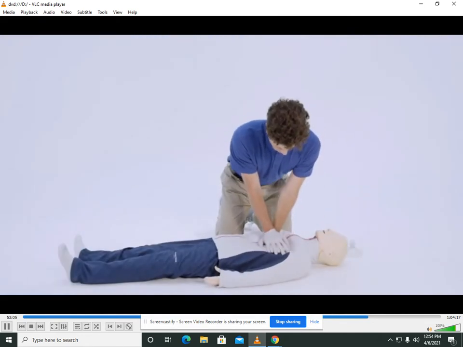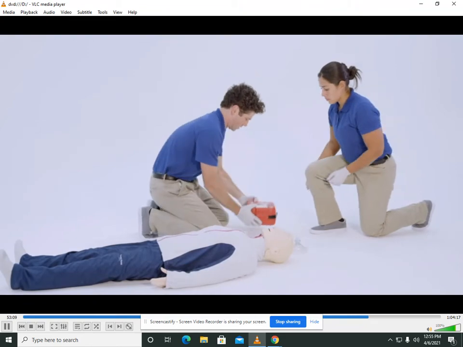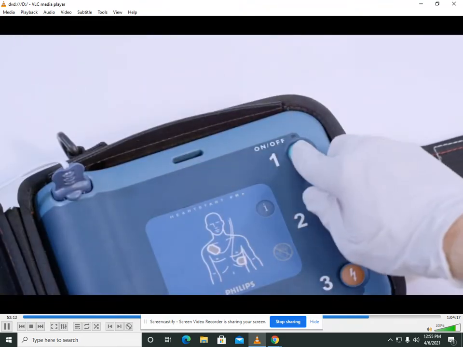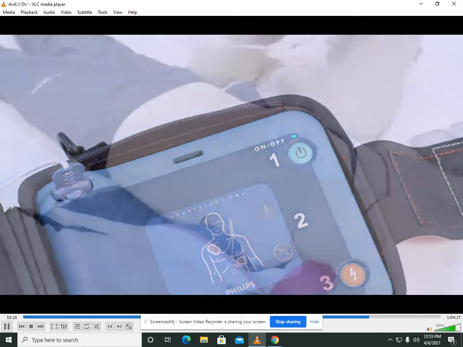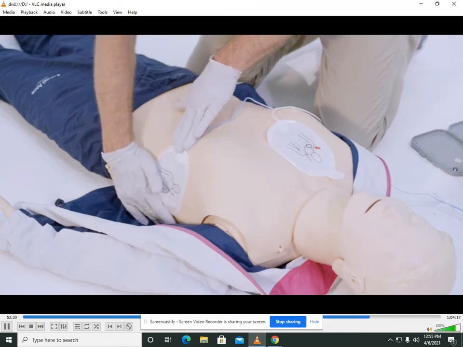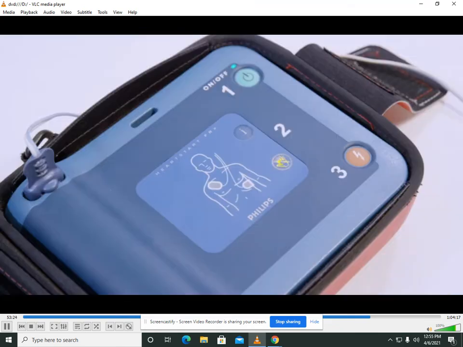Adults are more likely than children to need defibrillation. Use an AED immediately if one arrives. Turn the AED on to begin voice instructions. Remove clothes from patient's chest. Adhere the defibrillation pads to the bare chest. Allow the AED to analyze the heart.